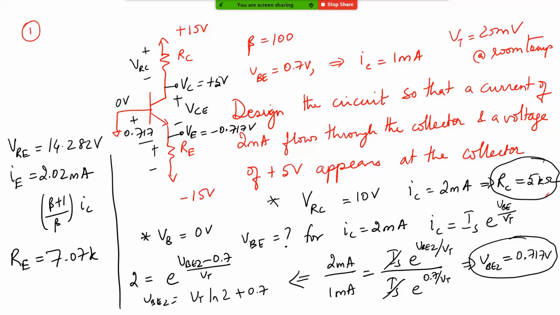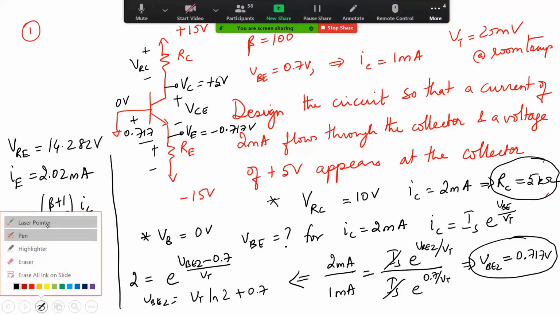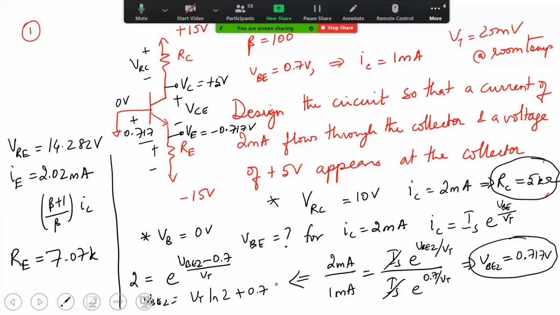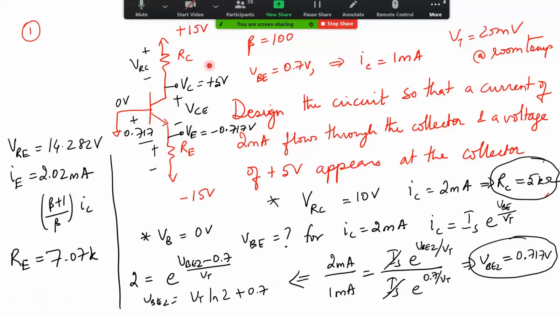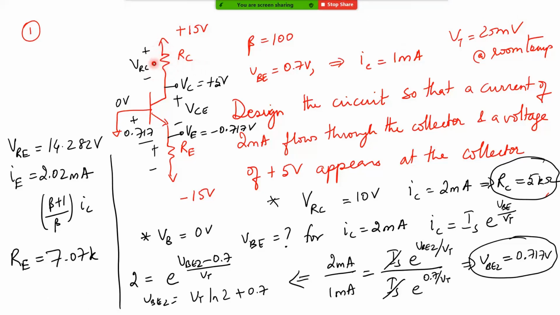When you say design the circuit, you need to fill in all the unknown numbers here. Basically, the unknown numbers are the values of RC and RE. Finding RC is very simple because VC is given to be 5 volt, and the drop across this resistor is 10 volt, 15 minus 5, and the collector current is 2 milliamp. So that's very straightforward. You find 5 kilo ohm, right?